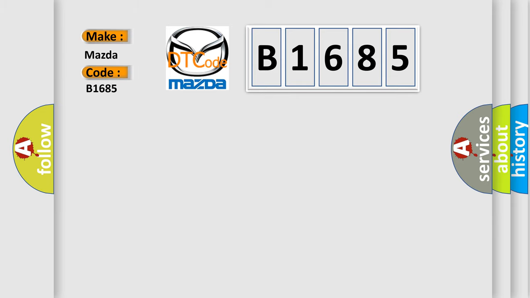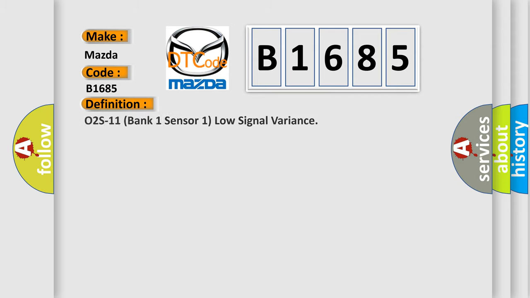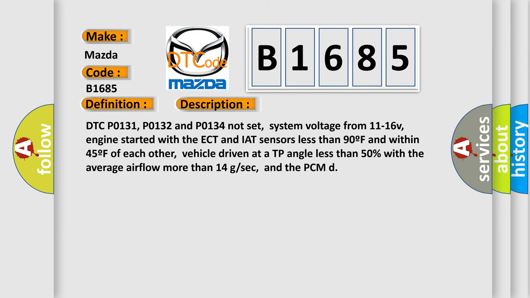So, what does the Diagnostic Trouble Code B1685 interpret specifically for Mazda car manufacturers? The basic definition is O2S11 Bank 1 Sensor 1 Low Signal Variance. And now this is a short description of this DTC code.